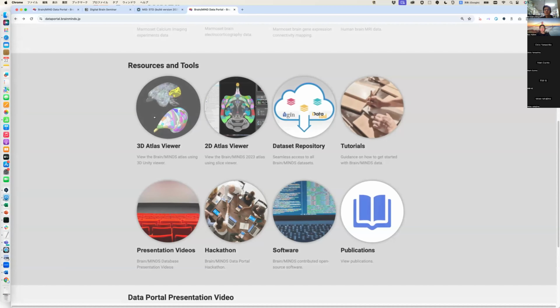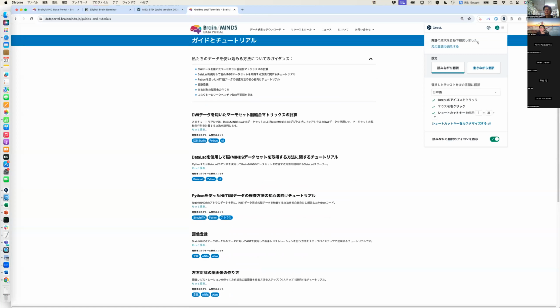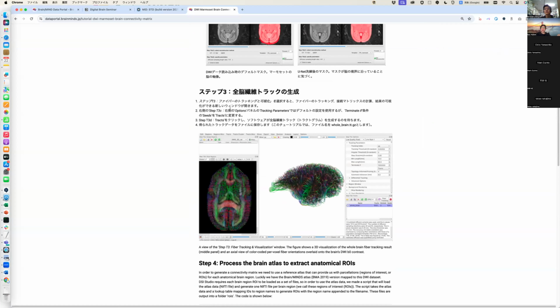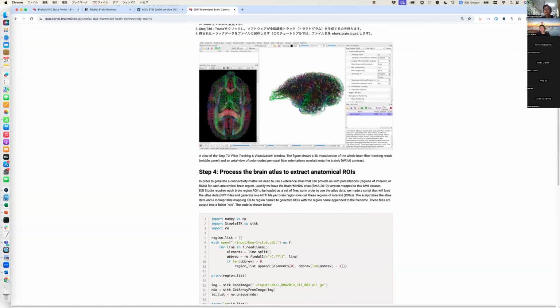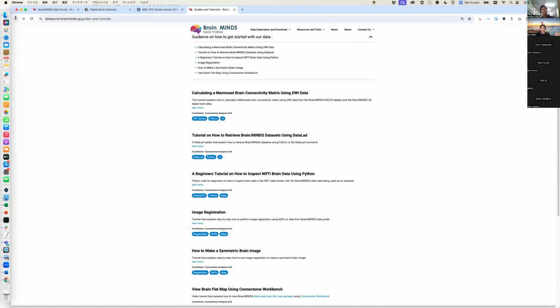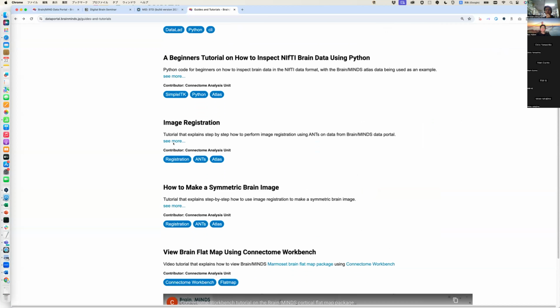And not only that, there are tutorials on how to use the Brain/MINDS data portal. Here, let's see the marmoset brain connectivity matrix. It is from original diffusion weighted imaging data, and we can see a more detailed explanation of how to use the software. Here we can easily see how to deal with the original data. We also provide processed data, which is also okay. But to understand more, for example image resolution, from one MRI dataset to another.